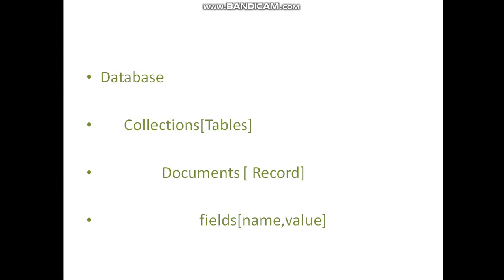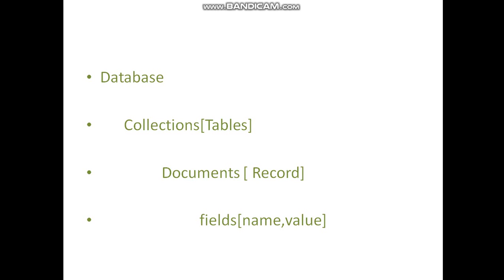Let us see how the data will be stored in MongoDB. First we'll have a database, like in any RDBMS; you need to create the database. Inside the database we'll have collections. A set of collections makes up a database, like tables in RDBMS. Inside the collections we'll have documents, that means records. A set of documents will be stored in the collection.